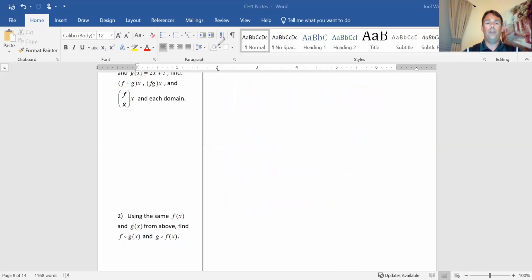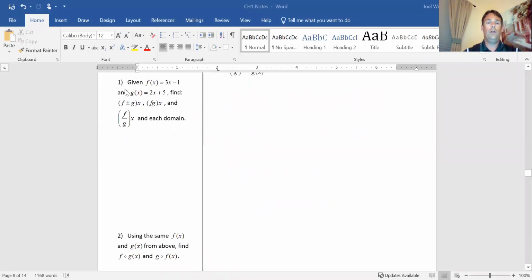I'm going to give you guys another example to try here, where here are the two functions I'm going to give you. First one is f of x equals x squared minus 4, and g of x, let's make this one the square root of x minus 3.